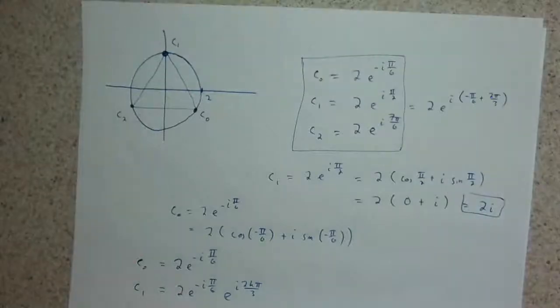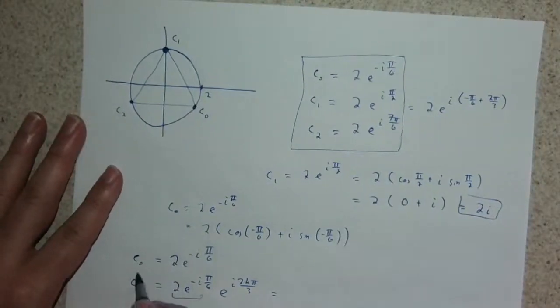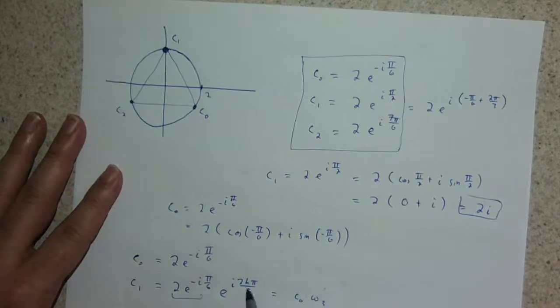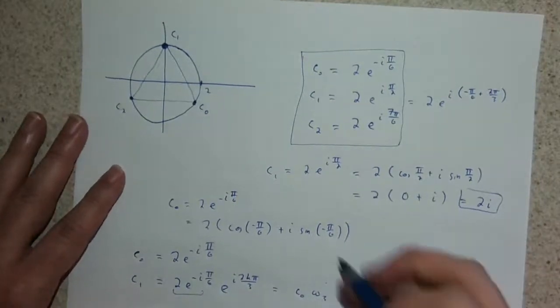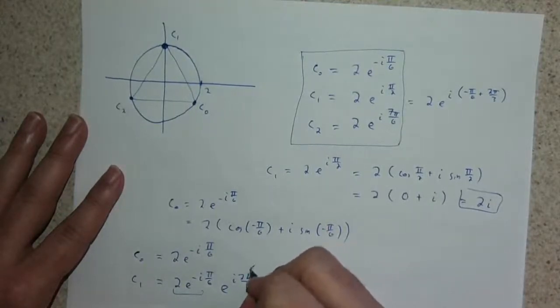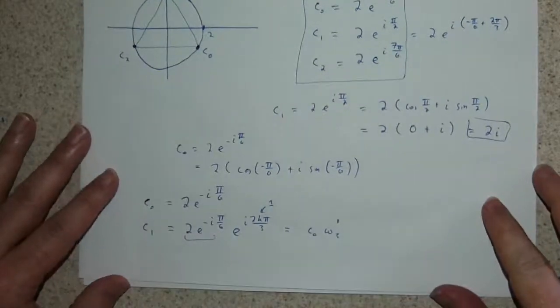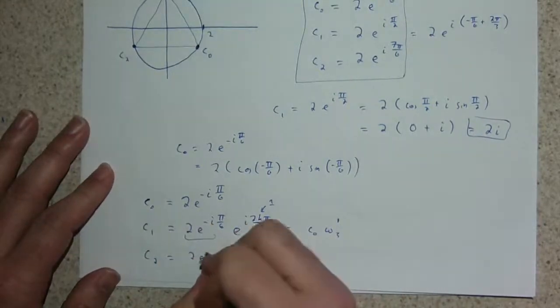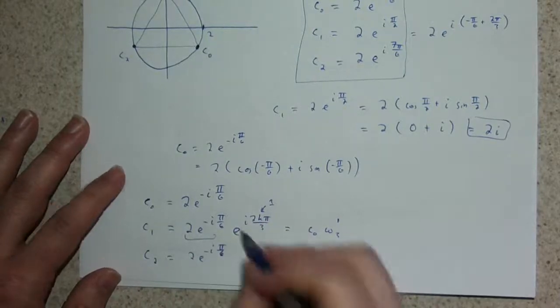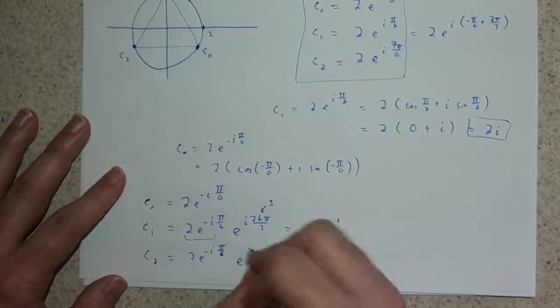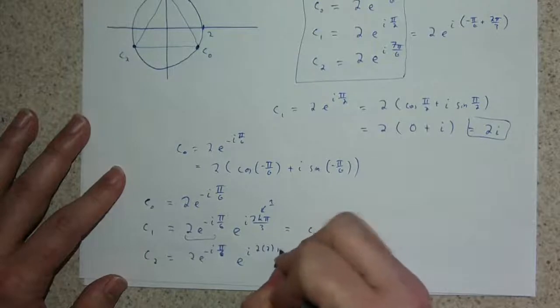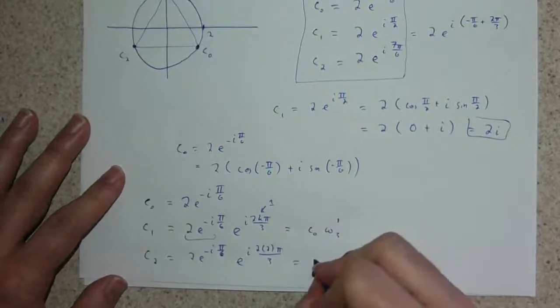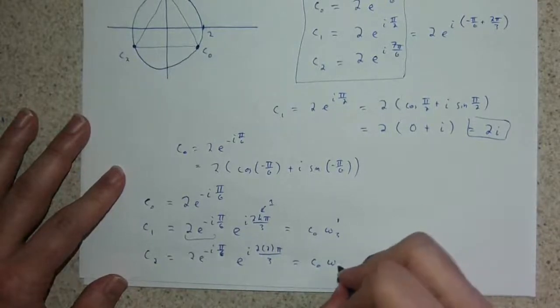So notice this is just C naught. So this is C naught times omega sub 3 to the k. In that case, sorry, this isn't k here. This k is actually equal to 1, so this is omega sub 3 to the 1 here. So that's 2 times e to the I 2 pi over 3. And C sub 2 is 2e to the minus I pi over 6 times e to the I times 2 times 2 pi over 3, which is, again, C naught, the principal root, times omega sub 3 squared.